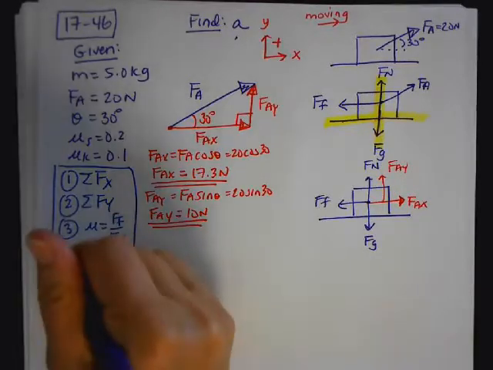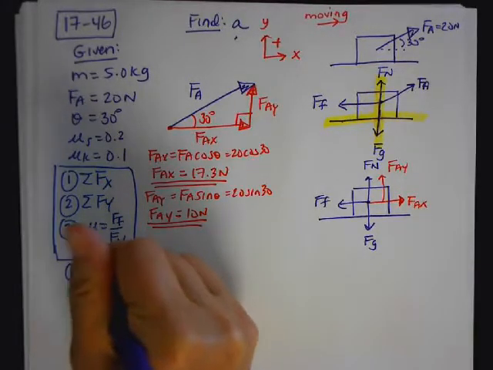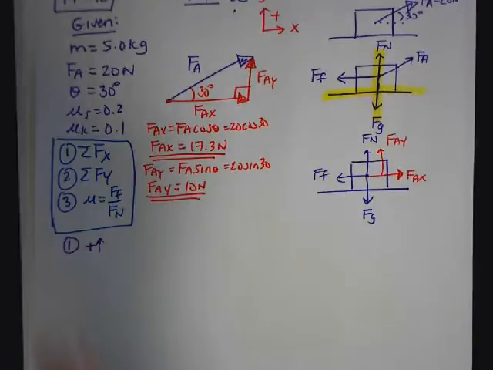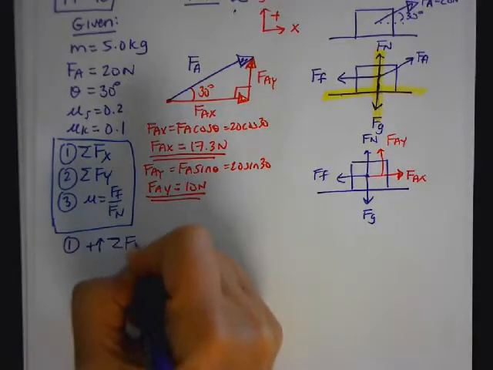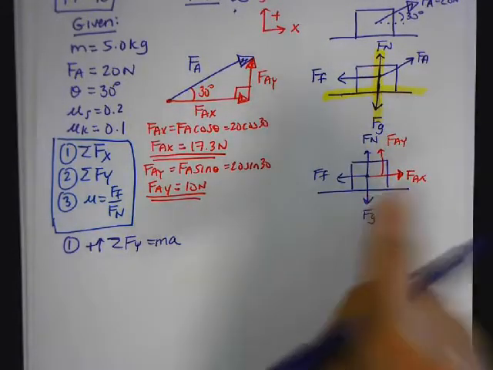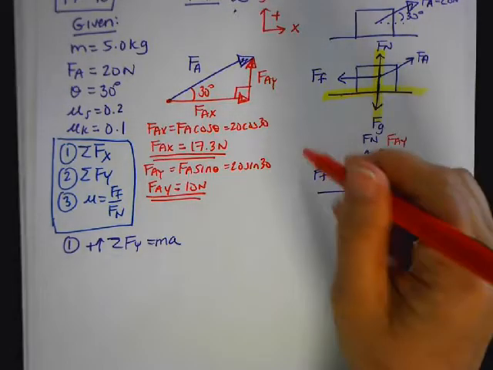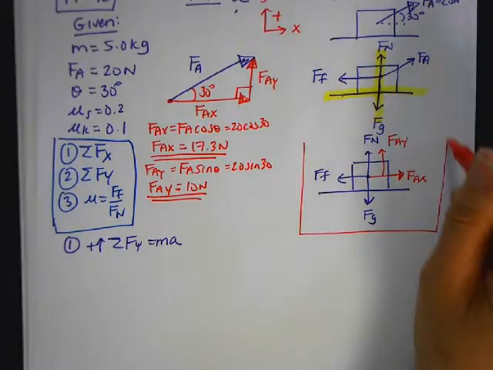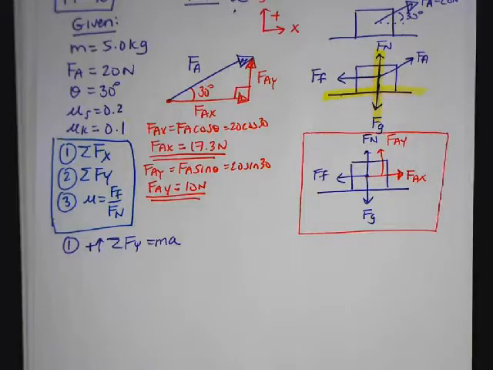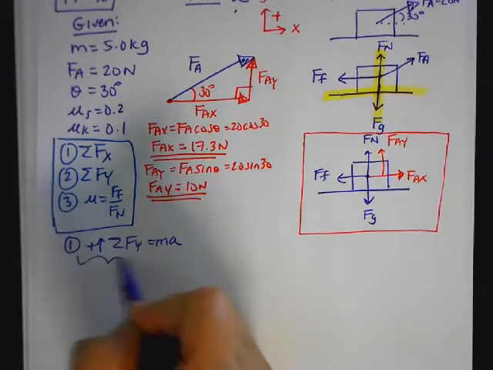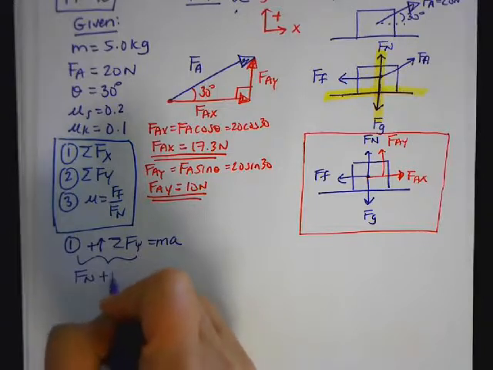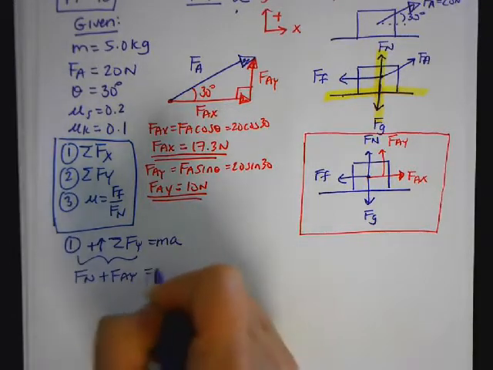So what I'm going to do first is I'll sum in the y. Up is positive, so I'm going to show my sign convention. I'm going to say summation of F_y is equal to ma. Now I'm looking at this picture here. This is the picture that I'm using where I'm summing forces. Now, what forces are going in the y direction? Well, F_N is up, so that's positive. F_ay is up, so that's positive, and that's equal to ma.